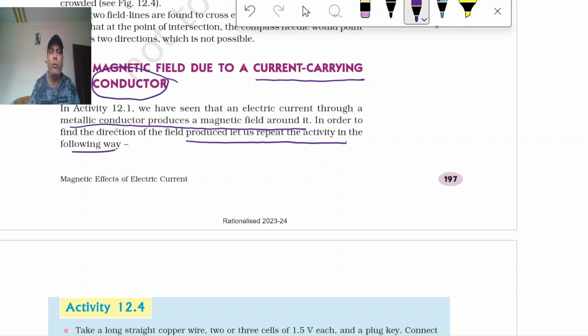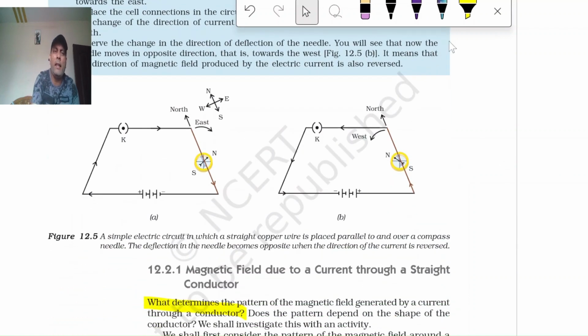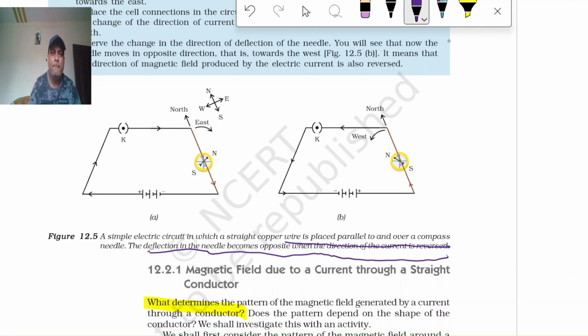So this is written here, how to find out the magnetic field direction. It is very simple. Whenever current passes through a simple electric circuit in which a straight copper wire is placed parallel to and over a compass needle, the deflection of the needle becomes opposite when the direction of the current is reversed. So you can see, when the direction of current is this direction, the needle will move this side. When the direction of current is this direction, the needle will move this side.